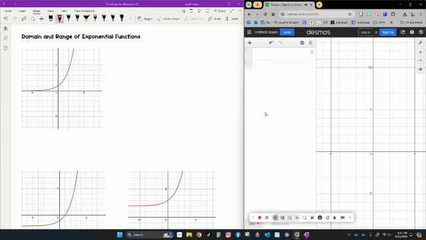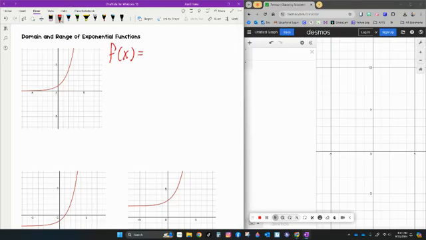All right, so I realized after I made the video and posted it, I forgot to discuss domain and range of these exponential functions. So I'm going to talk a little bit about domain and range in this video. Right here we have a parent function. This function is f of x equals 2 raised to the x.